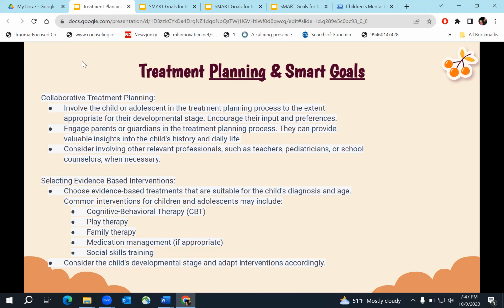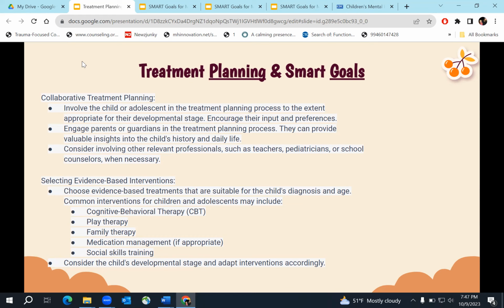Consider involving other relevant professionals. So I would go even further and say you must involve other relevant professionals: teachers, pediatricians, school counselors. Kids live within the context of their families and of those systems. They might be with you 45 minutes to an hour a week, but they're in school 6 hours times 5 days a week, and then they're with their families the other part of the time. So making sure everybody is involved.